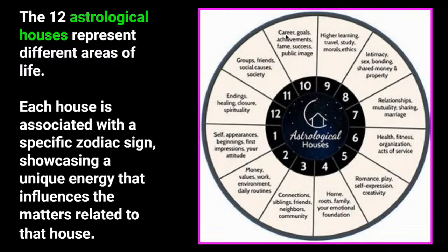All right, house 10, career, goals, achievements, fame, success, public image. House 11, groups, friends, social causes, society. House 12, appropriately, endings, healing, closure, spirituality. I'm reading the caption again. The 12 astrological houses represent different areas of life. Each house is associated with a specific zodiac sign, showcasing a unique energy that influences the matters related to that house.